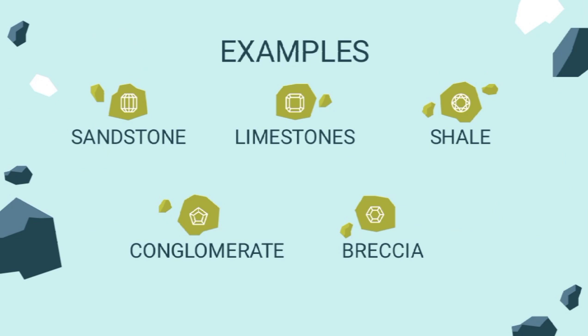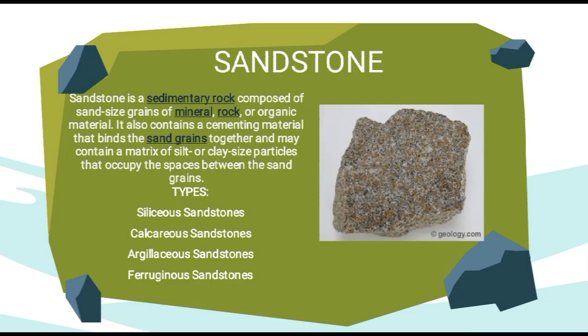Actually, there are many examples of sedimentary rocks, but these five are the most common: sandstone, limestones, shale, conglomerate, and breccia. Sandstone is a sedimentary rock composed of sand-sized grains of mineral, rock, or organic material. It also contains a cementing material that binds the sand grains together and may contain a matrix of silt or clay-sized particles that occupies the spaces between the sand grains.